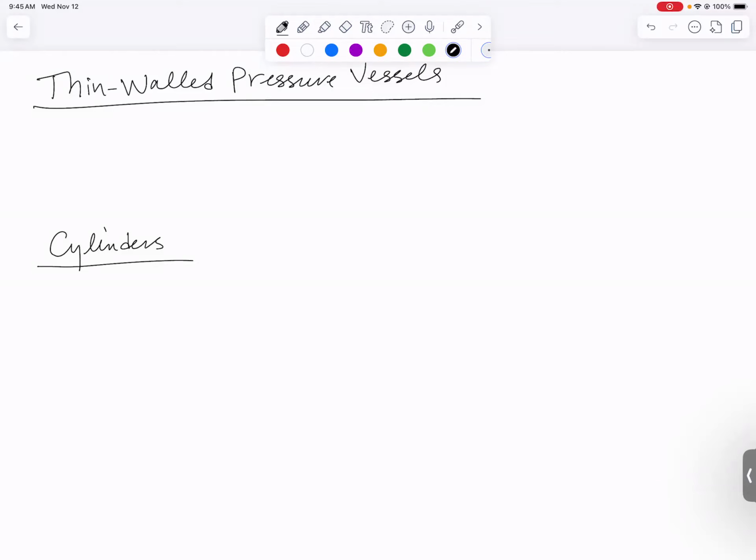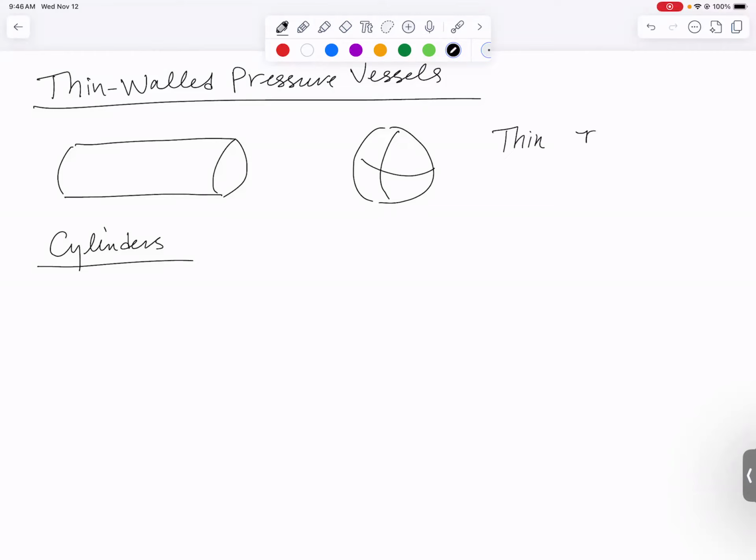Welcome back. Today we're going to learn about our last new kind of stress for this semester, and that is the stress that we find in thin-walled pressure vessels. When you think thin-walled pressure vessels, it could either be cylinders, for example, a can of pop, also spheres, maybe a spherical balloon, something that is going to be inflated by pressure on the inside, has a very thin wall. So by thin, we're going to require that the radius divided by the thickness of the wall.